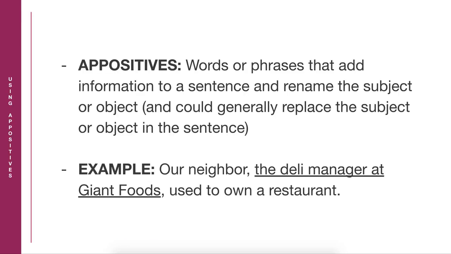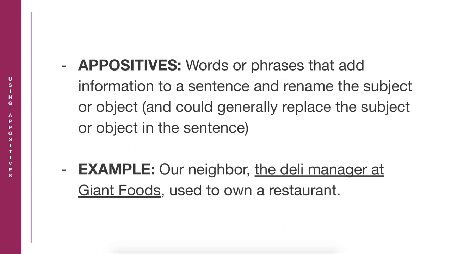Now, first off, appositives are words or phrases that add information to a sentence, and they rename the subject or object of a sentence. And generally speaking, they might even be able to replace the subject or object of a sentence. The important part there that I really want you to focus on, though, is that the function of appositives is to add information into a sentence. And specifically, we're usually adding extra information. Sometimes it's necessary, though. And that difference between extra and necessary is going to be really important to us.